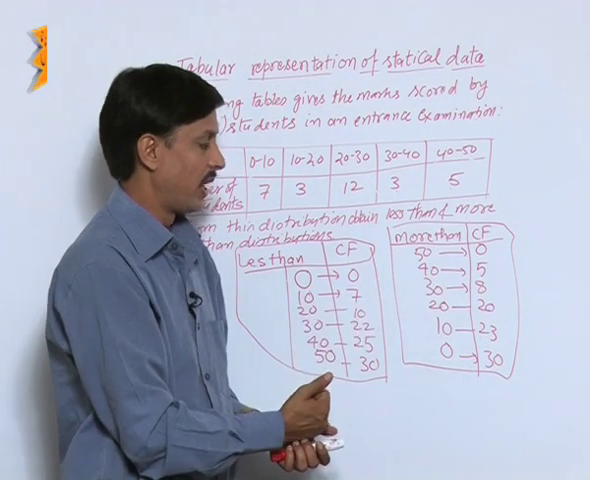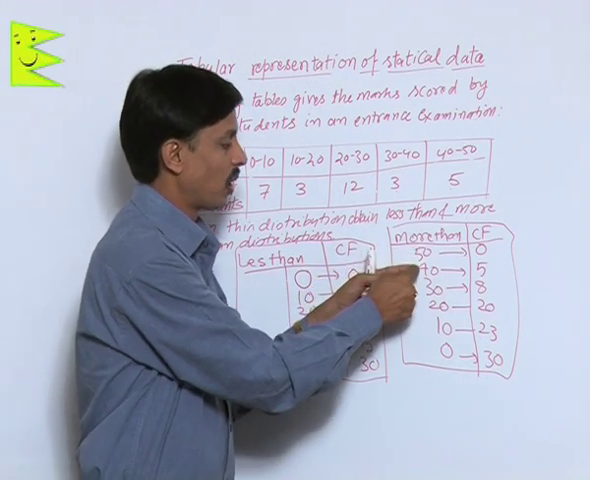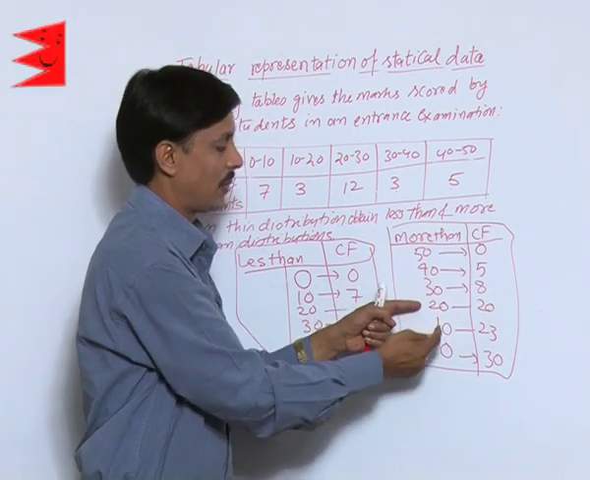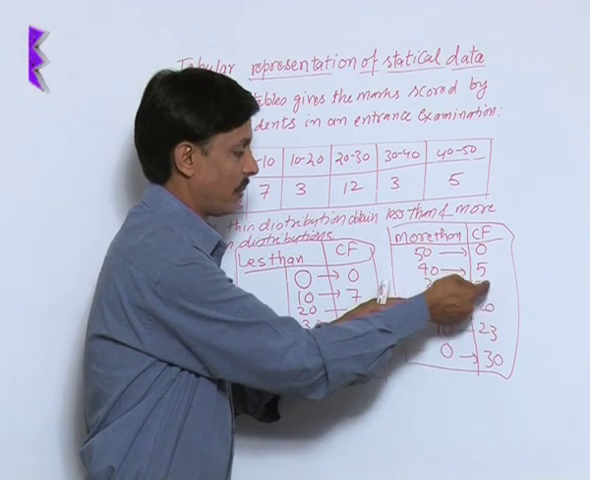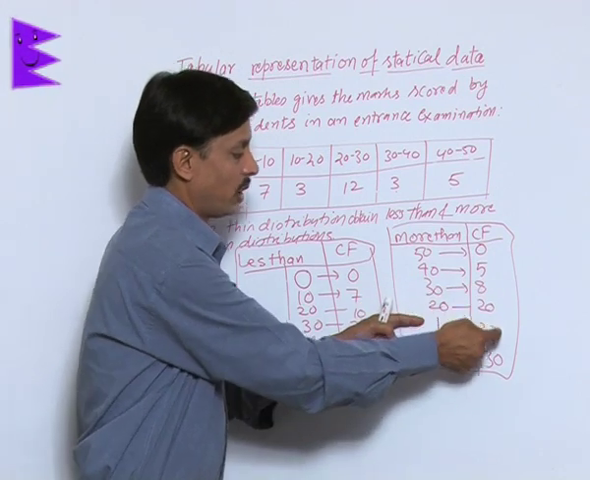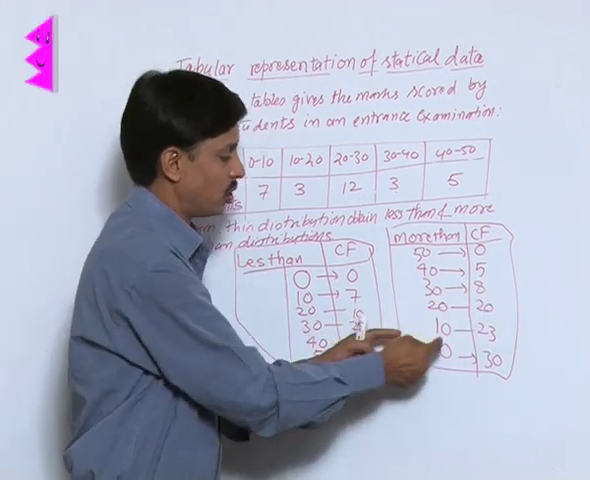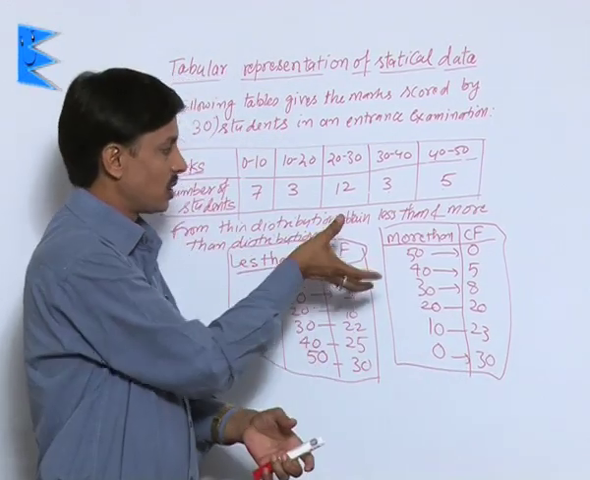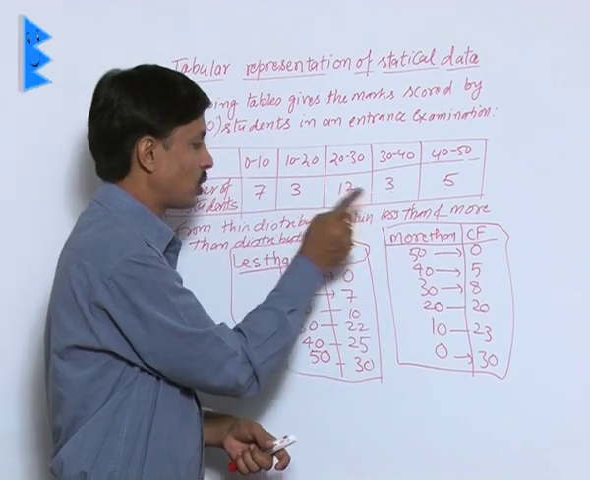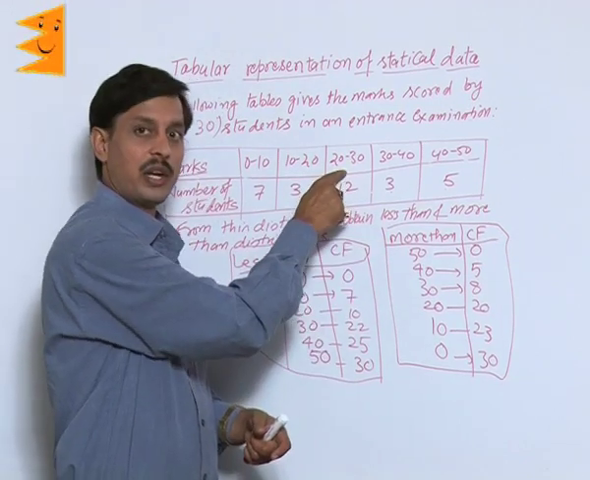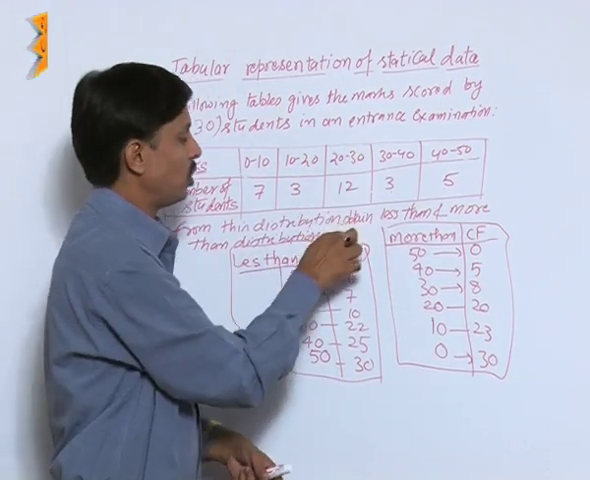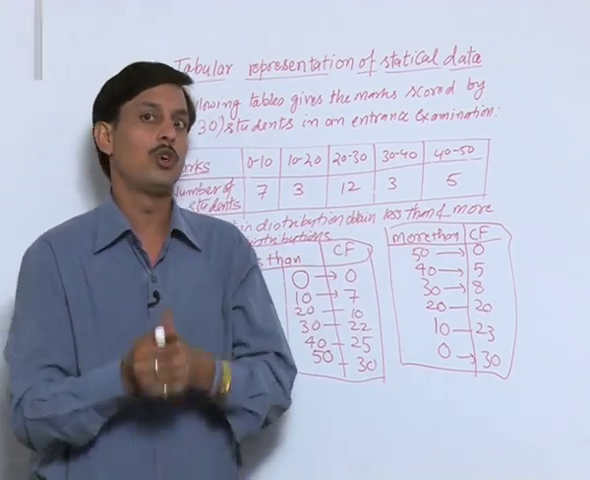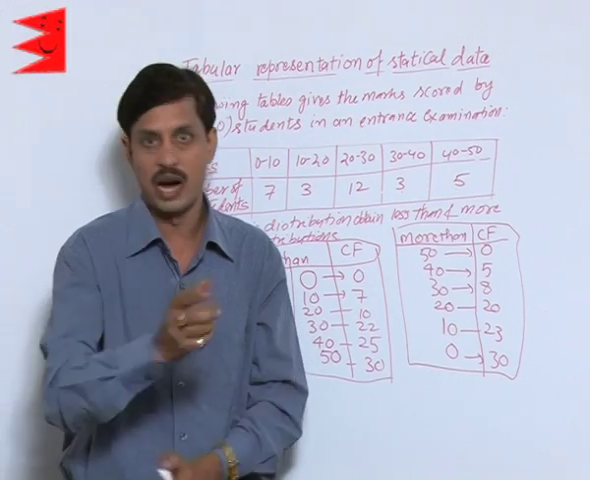If more than is given, you will start from 40 to 50, which is 5; 30 to 40, 8 minus 5, 3; 20 to 30, 20 minus 8, 12; 10 to 20, 23 minus 20, that is 3; 0 to 10, 30 minus 23, that is 7. So this question can be generated from either of these tables, and both types of cumulative frequency distribution are very much possible to be asked.